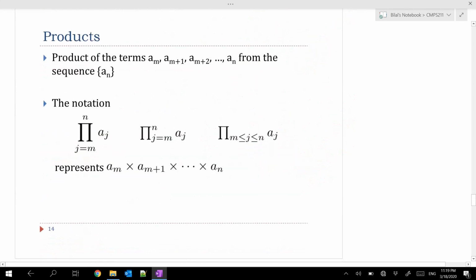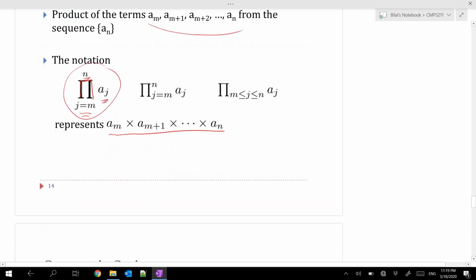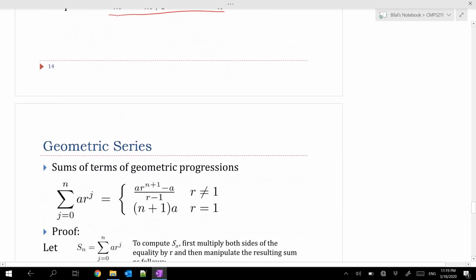So what about products? We can also talk about the products of terms of a certain sequence. Well, in this case, we use this capital Pi symbol, and we use the same lower limit and upper limit with the indices in subscript, as usual. This represents the multiplication of all the terms up to a_n. Okay, so nothing new. I think you are familiar with those notations.